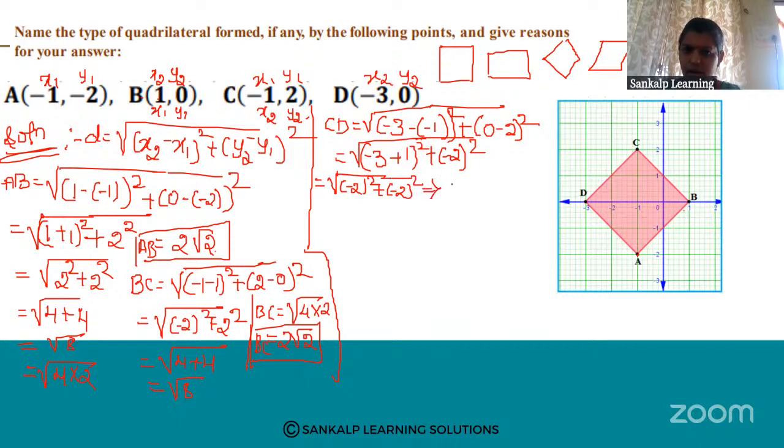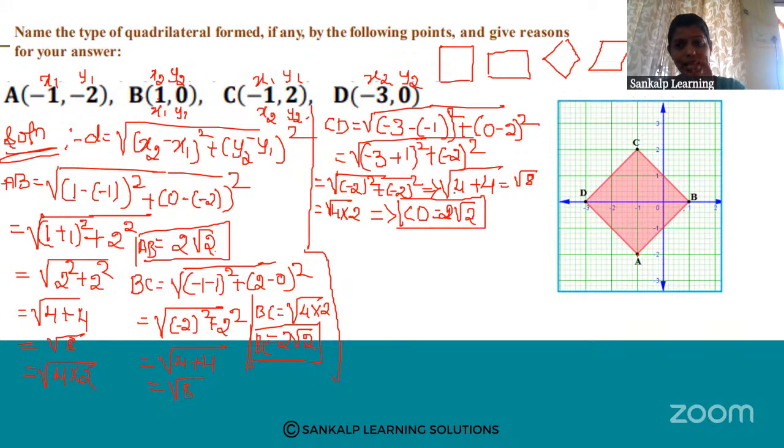So minus 2 square is 4. Again, this is minus 2 whole square. Minus 2 square is 4, right? Minus into minus is plus, 2 square is 4. So 4 plus 4, again it is square root of 8. 8 can be written as square root of 4 into 2. So the value of CD will be, square root of 4 is 2, 2 root 2. So this is also 2 root 2.